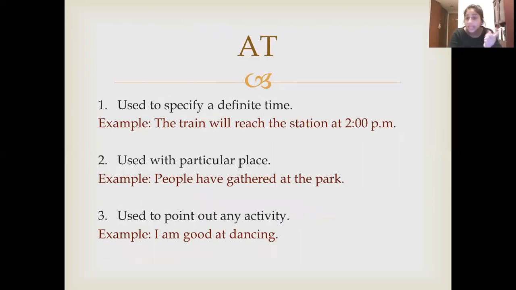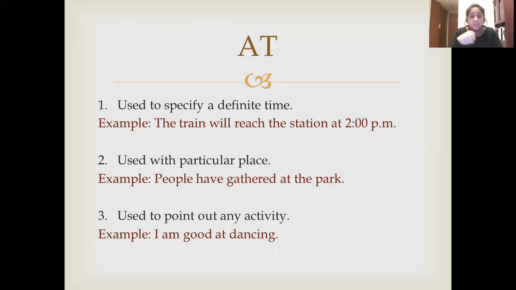Now we saw in was already used for time, but at will be used to even specify further, a more definite time. So the train will reach the station at 2 p.m. It's exactly telling us at 2 p.m. But if we were using in this case, maybe it would have been the train will reach the station in another hour. So that's not exactly specific.